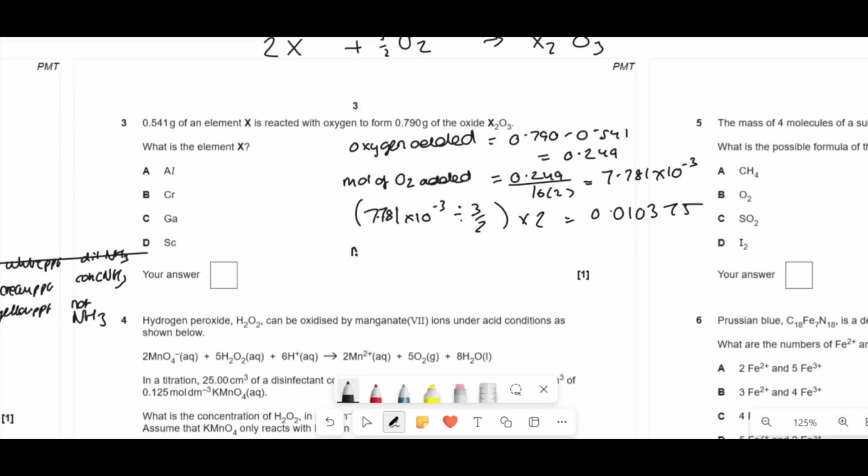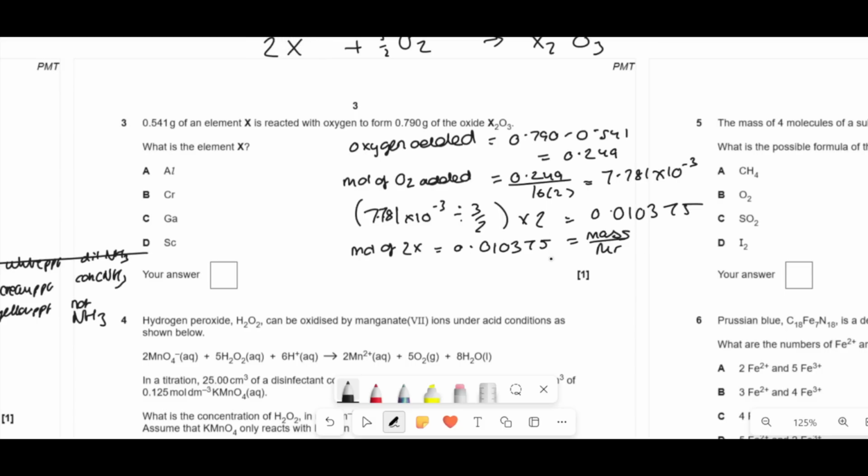So we now know that the moles of the 2X is going to be 0.010375. Cool. So if we know that moles equals mass over Mr, now the Mr of this thing here is X. It's not the 2X, it's just X. If it was X2, then it'd be 2X, but it's just X there. That 2 is the whole thing times up.